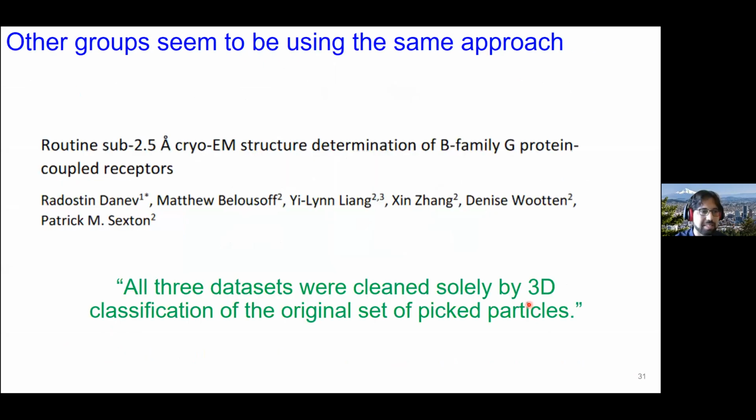Now, what we noticed is that there are other people in the field who are noticing this as well. So I really just love the title of this paper that came out about a month ago by the Donev group on bioRxiv. The title is Routine Sub 2.5 Angstrom CryoEM Structure Determination of this Family of GPCRs. And if you look at their method section, they say all 3 data sets were cleaned solely by 3D classification.